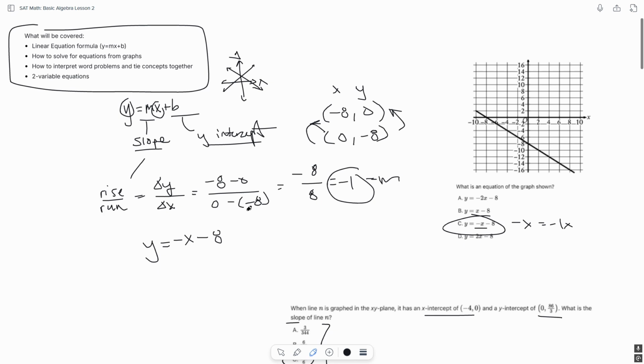But definitely remember the linear equation formula. That will get you at least 5 or 6 questions at the very least.